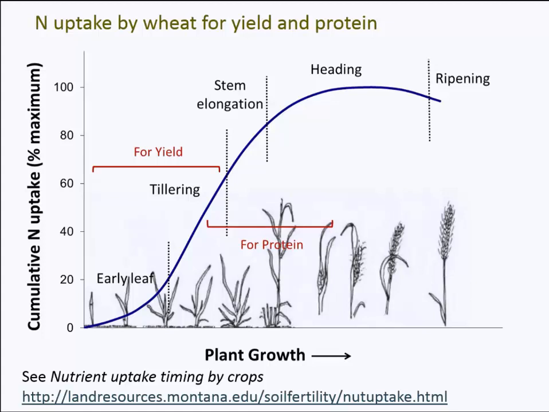So the best time to apply nitrogen for yield would be from early leaf stage up to tillering. The best time to apply nitrogen for protein would be somewhere between kind of mid-tillering up to early heading.